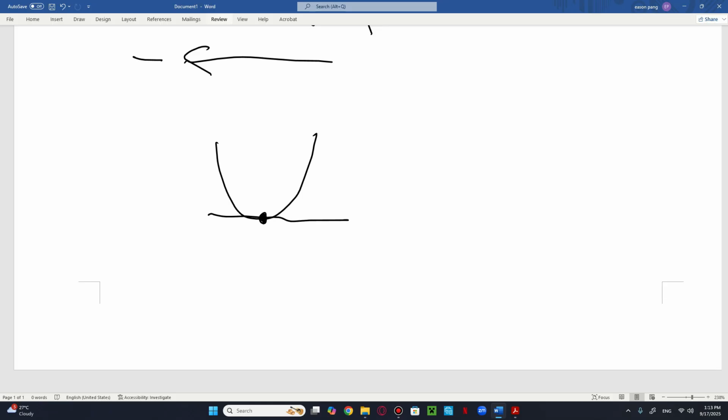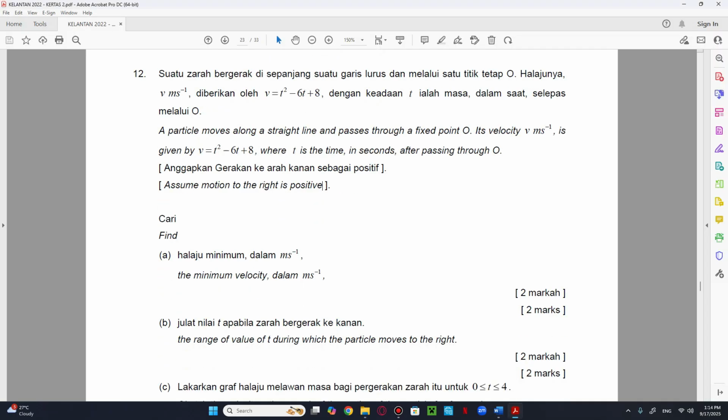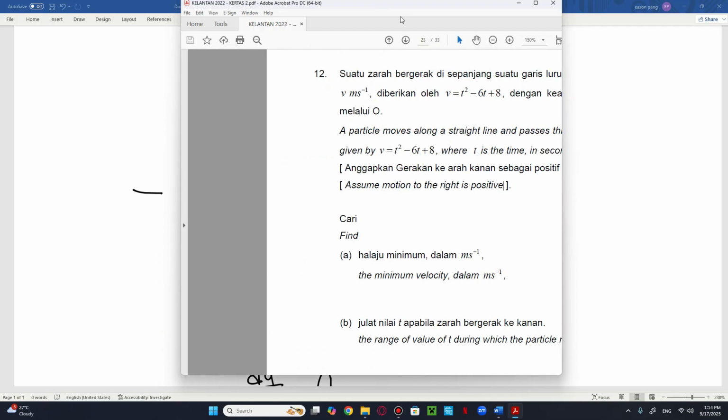So it is always when dy/dx equals 0, which is basically your keturunan, your gradient. This basically applies the same to kinematics, where it reaches minimum halaju. So you have to use dy/dx equals 0. In this case, it's dv over dt, but we don't write it like that in kinematics. We write just straight in s, a, or v. So okay, halaju minimum. We're going to write the formula down.